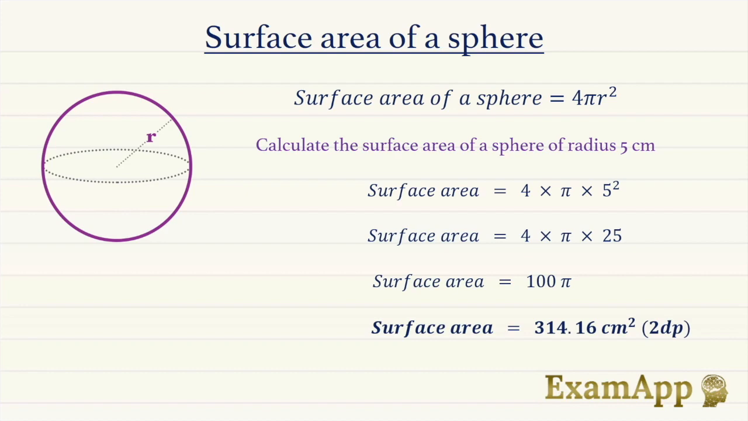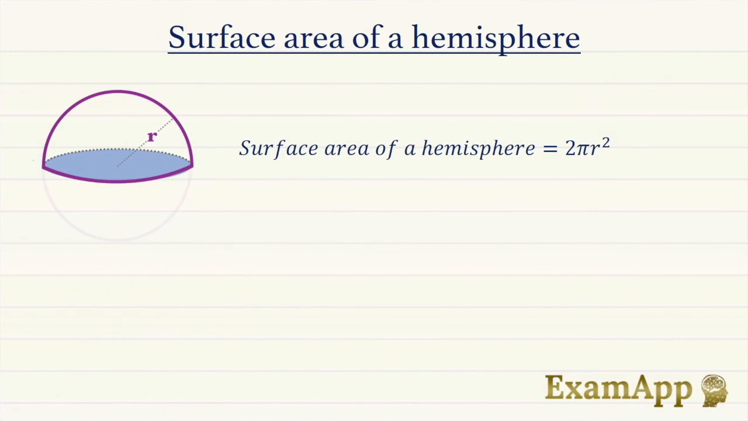You may also want to consider the surface area of a hemisphere. Well, we know that the surface area of a sphere is 4 pi r squared. So half of that would give us 2 pi r squared. That would give us the curved surface area of a hemisphere.